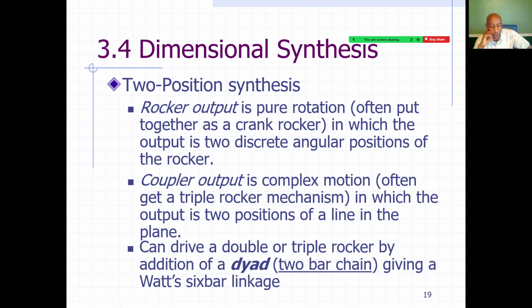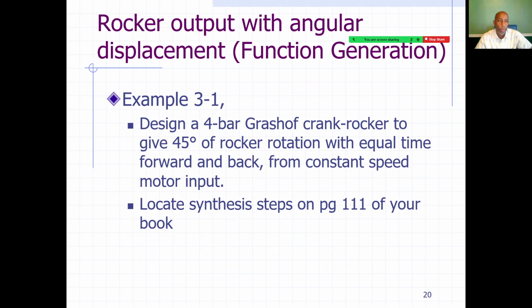We can drive a double or triple rocker by the addition of a dyad, and I'll talk about that right towards the end of the presentation. Dyad is just a 2-bar chain. So if we add 2 bars to our original 4-bar, we now have a 6-bar linkage. So let's look at example 3.1. Here we're asked to synthesize a rocker output with angular displacement. This is function generation.